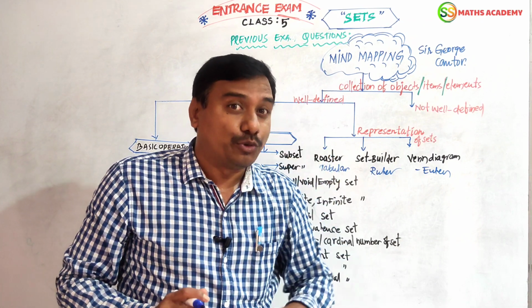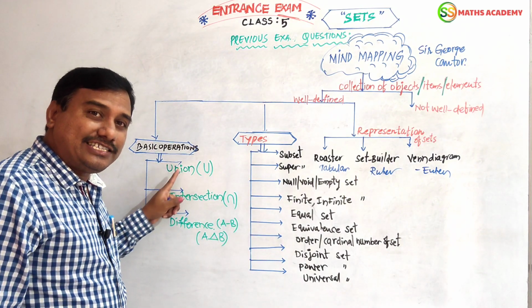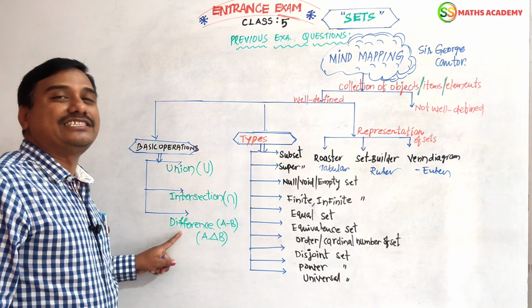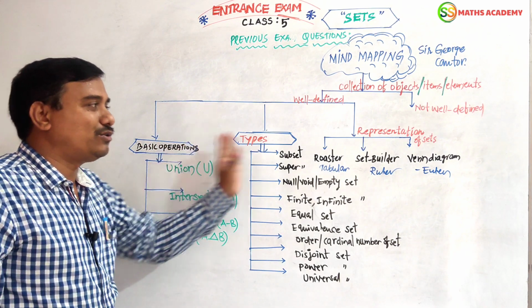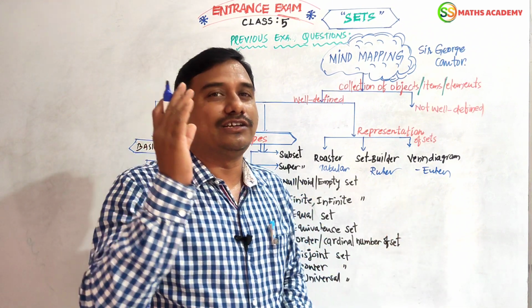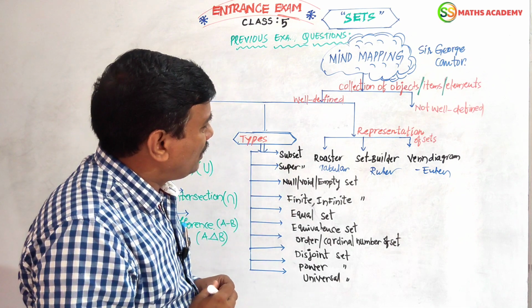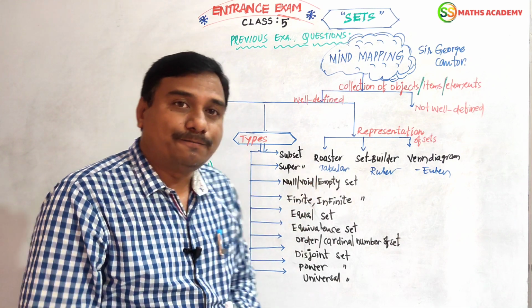Come to the practical proof. Now, basic operations: union of sets, intersection of sets, difference of sets. These are the things we are going to discuss today in our class. Then you will get the full marks. Let us see first. Friends, what is roster form?